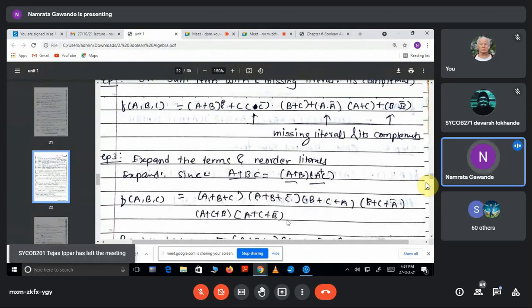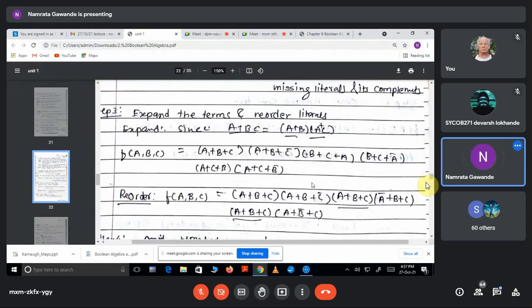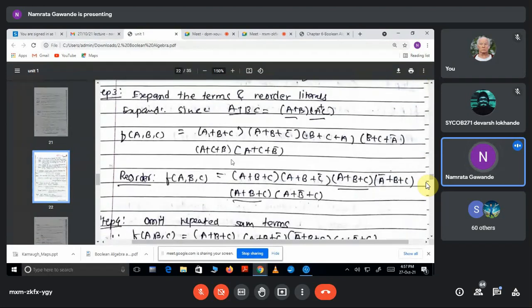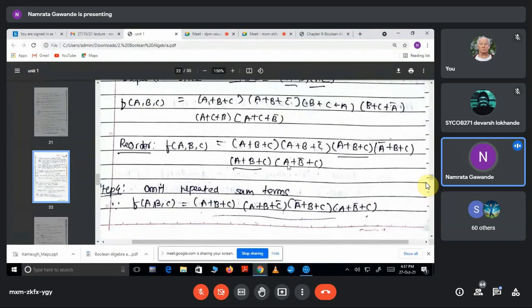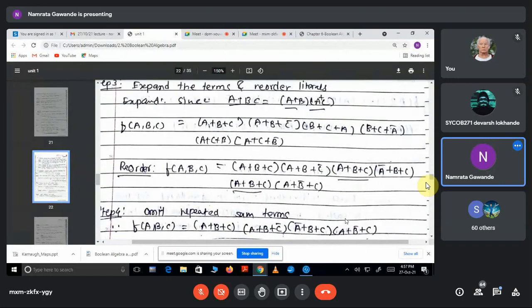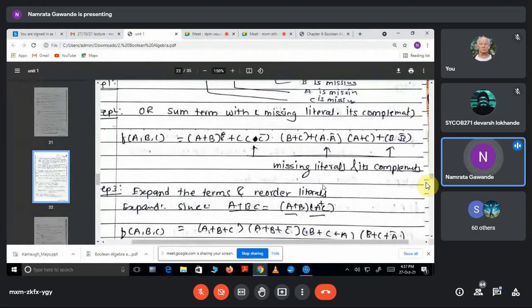Likewise, this expansion is done. You can use this particular distributive law for this. And then you have to reorder the terms. Here reorder is done and then omit the repeated terms. So you will get the final expression. Got it?